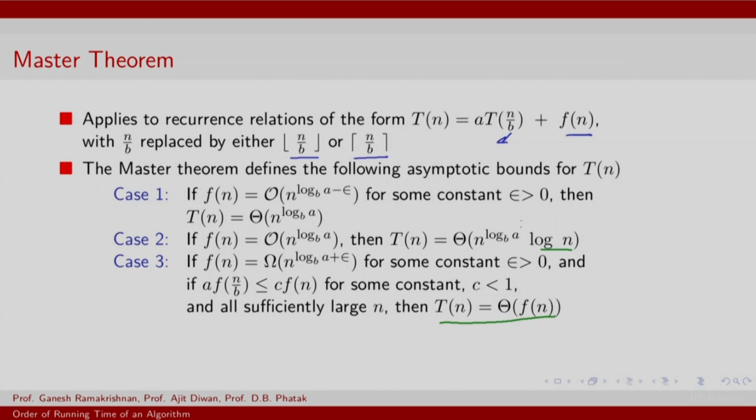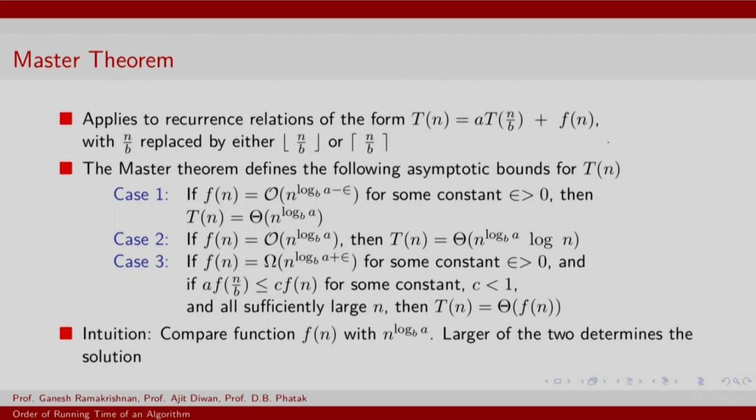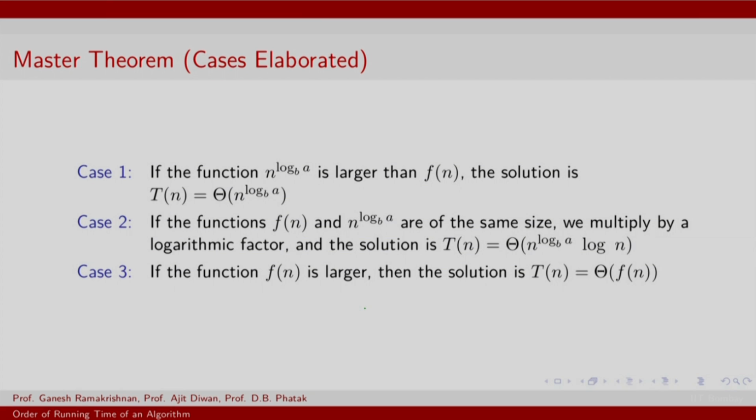The recurrence relation yields a large value of f(n). So the intuition here is basically to compare function f(n) with n raised to log to the base b of a. The larger of the two determines the solution. Case 3 is where f(n) was really large. So case 1 is if the n raised to log base b of a is larger than f(n), case 2 is f(n) and n raised to log to the base b of a are of similar size, and case 3 is when the function f(n) is dominating.